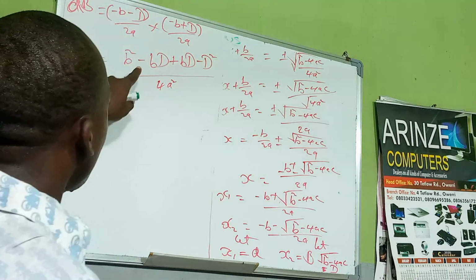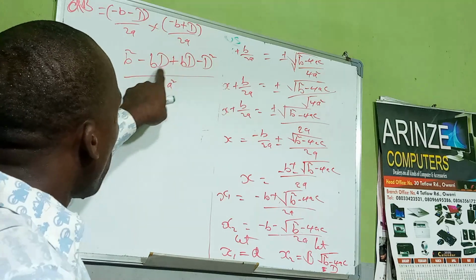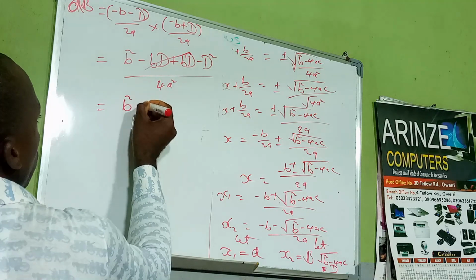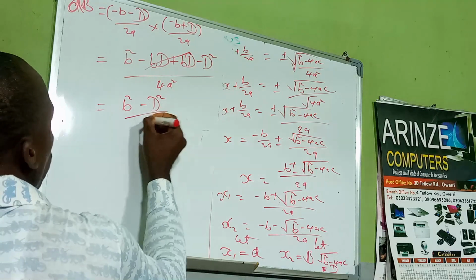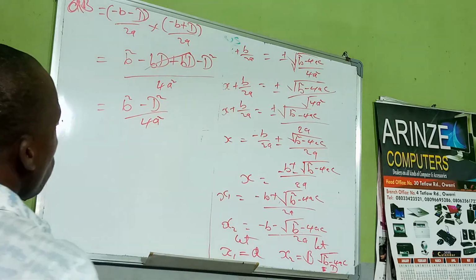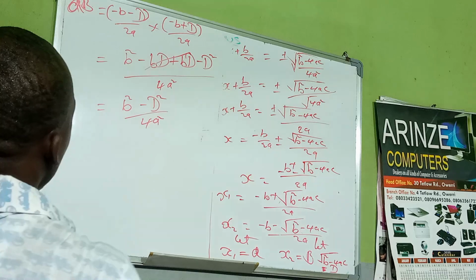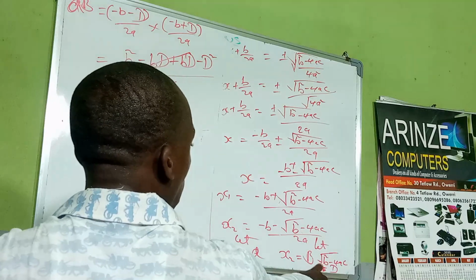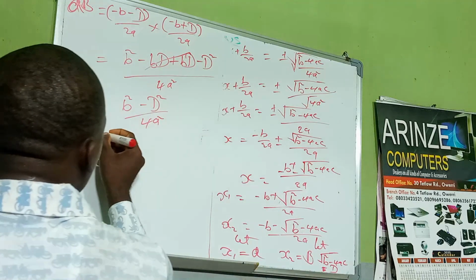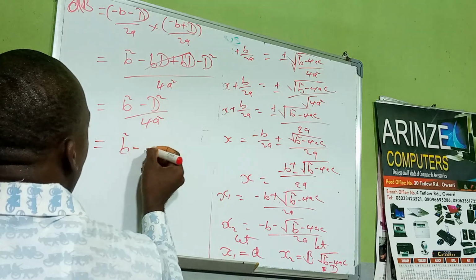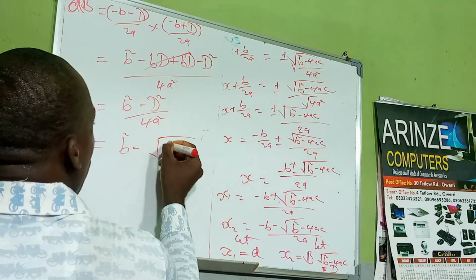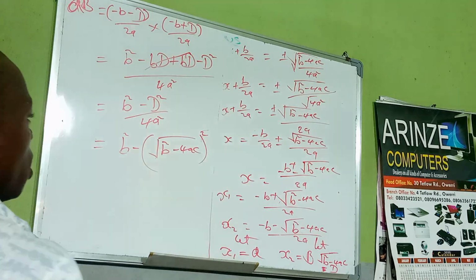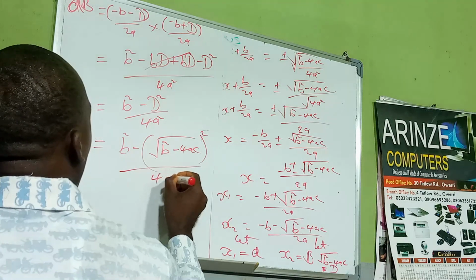So now from here we have plus bd minus bd plus bd, which is what? 0. So we have b squared minus d squared all over 4a squared. You understand? So now from here, don't forget that d squared also means b squared minus 4ac. So which is equals to b squared minus b squared minus 4ac, all over 4a squared.